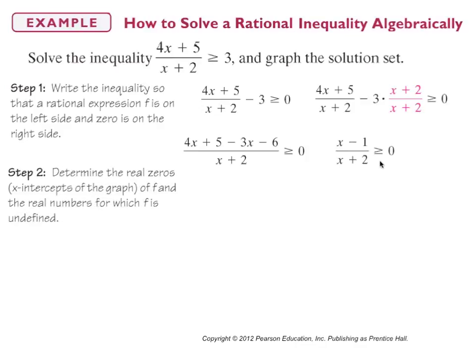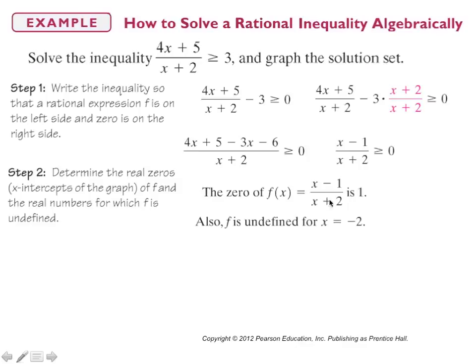Okay, step 2 is to determine the real zeros and the numbers for which f is undefined. So really what you need to do is set your numerator equal to 0, and set your denominator equal to 0, and then those are the numbers that you're going to use to divide your number line. So the numerator is 0 when x is equal to 1, right? Because if we put 1 in for x, we get 1 minus 1, which is 0. It's also undefined when our denominator is 0. So if you plug in x equals -2, you get -2 plus 2 in the denominator. That is also 0, so that one's going to be undefined.